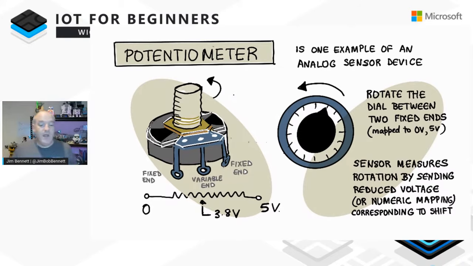It's kind of proportional. So if you had a scale of 1 to 10, 0.5 volt is 1, 1 volt would be 2, 1.5 volts is 3, and so on. So the voltage goes in and you get some voltage coming back.